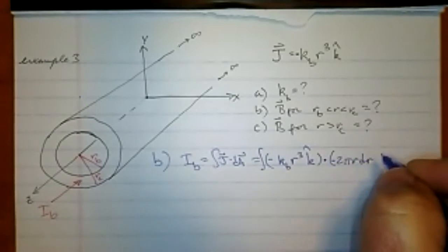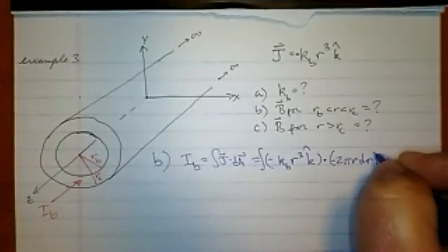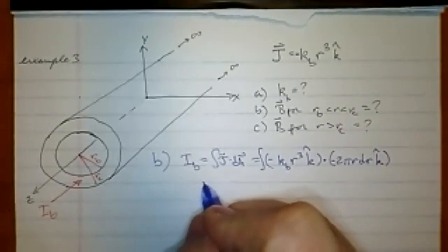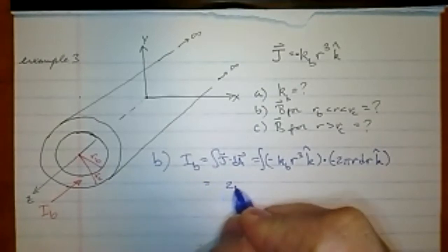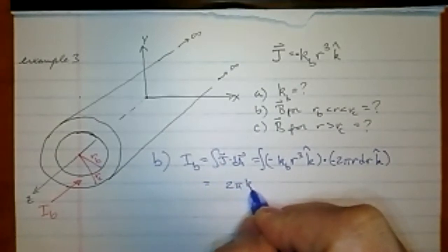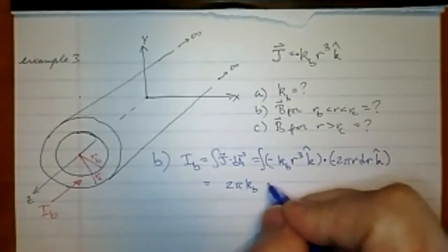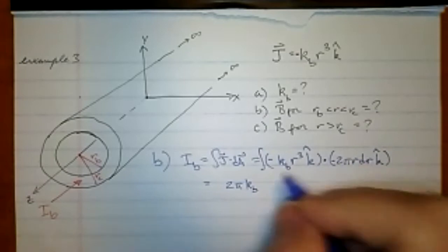That's also pointing in the same direction of the current, so I have to put a negative k hat on it. I think you can see where I'm going with this. I'm just going to get 2 pi K_B times, the negatives cancel out, the k hat dot k hat becomes 1.